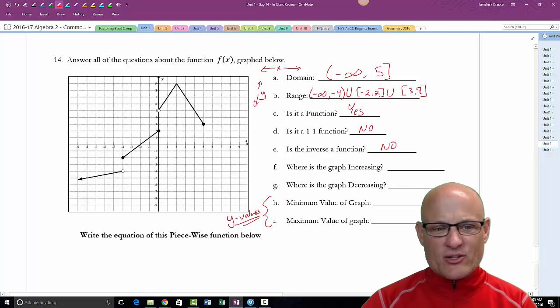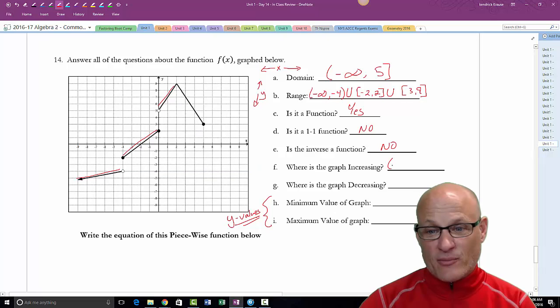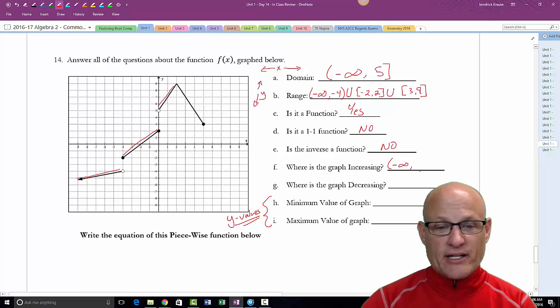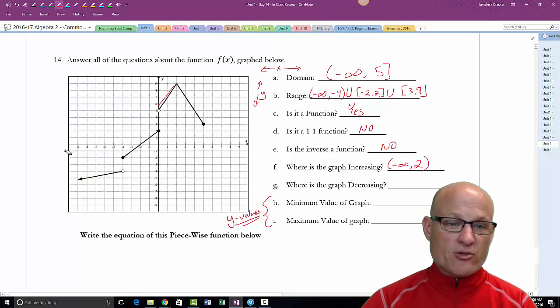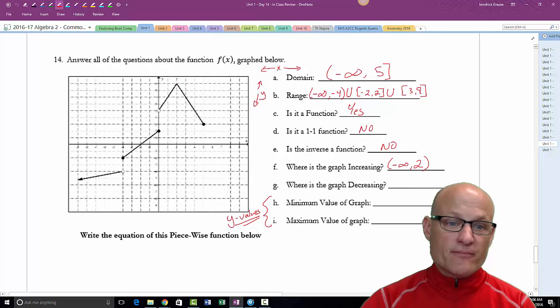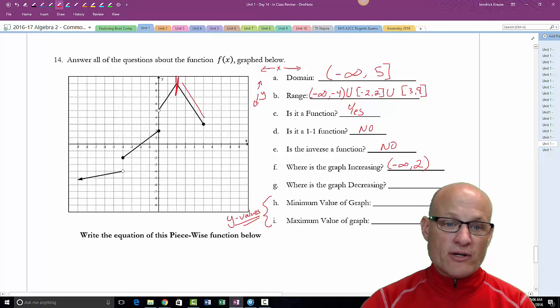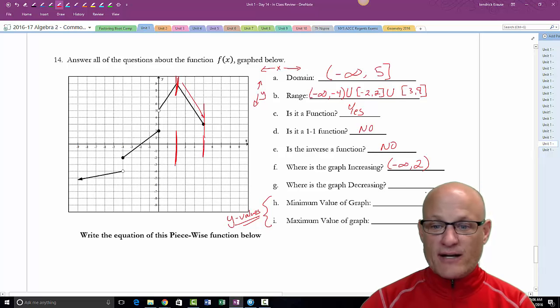Where is the graph increasing? It's increasing here. So I would say it's from negative infinity all the way up to, remember, we're only dealing with x values, 2, but not at 2. Where is it decreasing? It starts decreasing and going down here. So that's from positive 2 to 5, not including those endpoints.